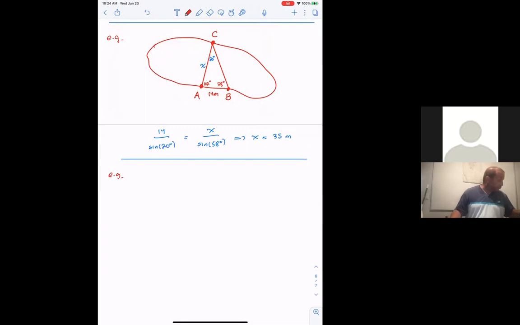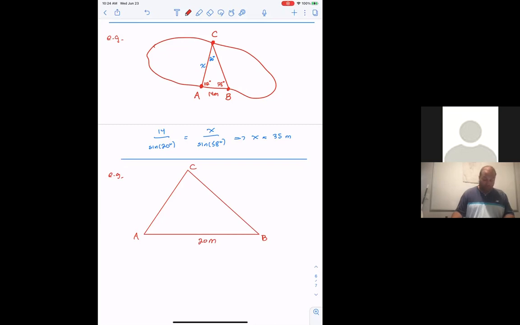Next example. 2 people at points A and B observe a sailboat at position C. So we have a triangle here. They were nice. They gave us a triangle. Here's point A, here's point B, here's the sailboat at point C. The distance between points A and B on the shoreline is 20 meters, so we can label that.